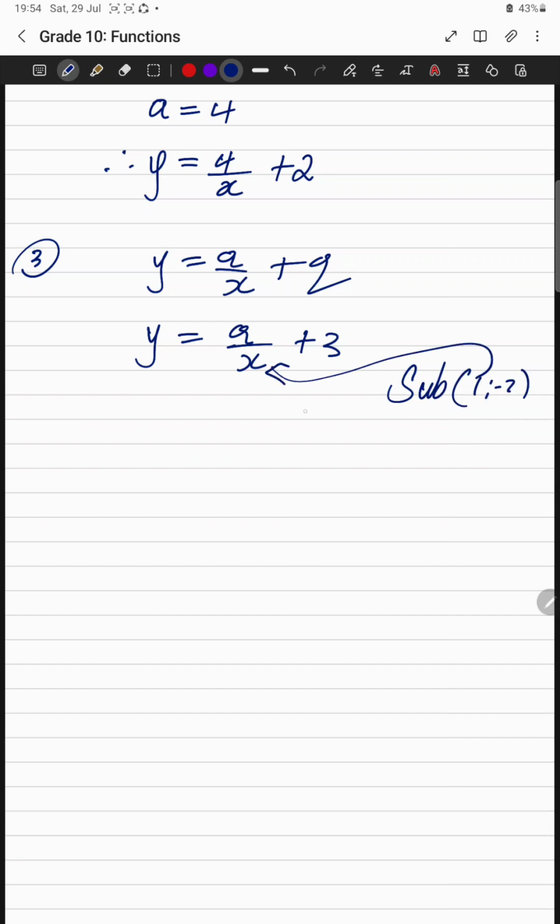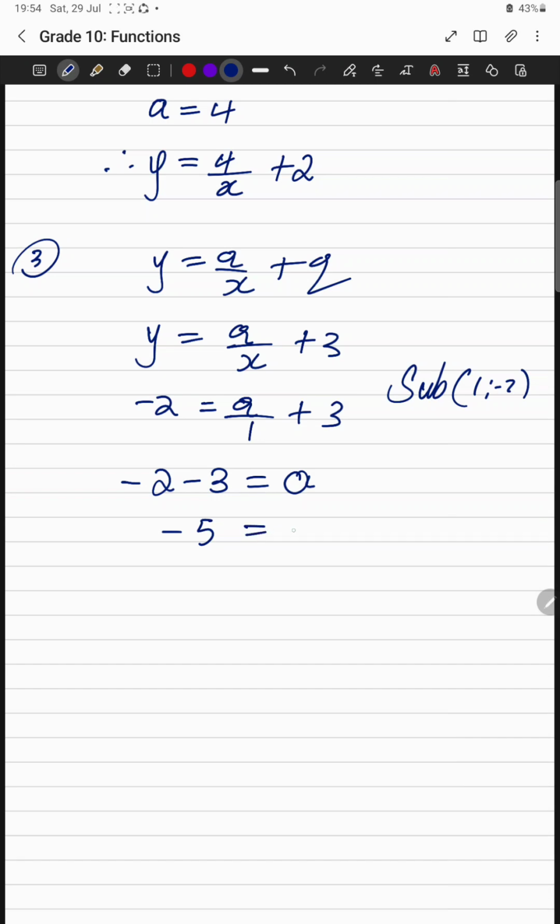In the place of x we put 1, the place of y we put -2. It's always like that. So it's going to be -2 equals a over 1 plus 3. And then we transpose 3, it becomes -2 - 3, which is equal to any number divided by 1, it will be that number. And then negative and negative we add, but we're going to end up having -5. So this is the value of a.